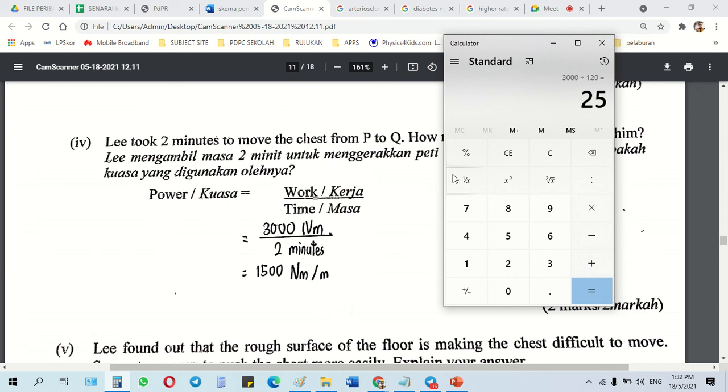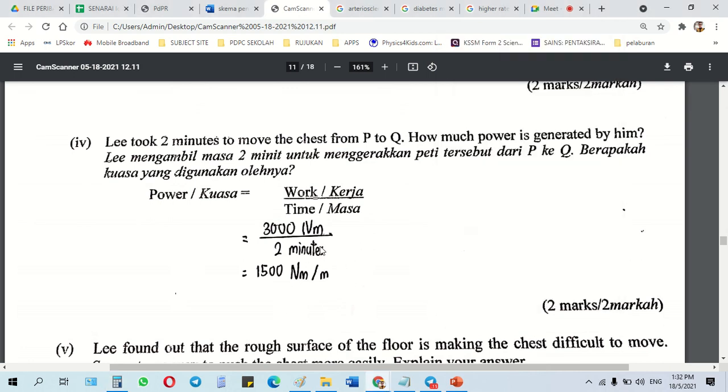Ataupun you boleh gunakan 25 watt. So kalau power mesti the unit is watt, W. Okay. So this one incorrect. So maybe dapat 1 markah. 1 markah pun tak boleh lah sebab yang ni tak tepat. Okay. Yang ni mesti kalau dalam second kita boleh terima.